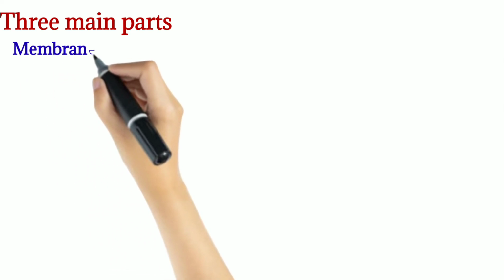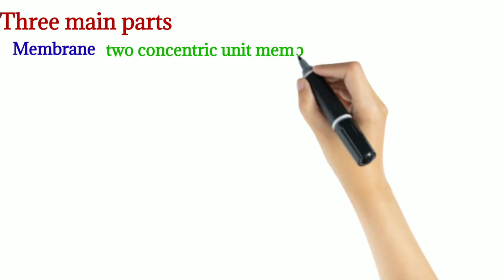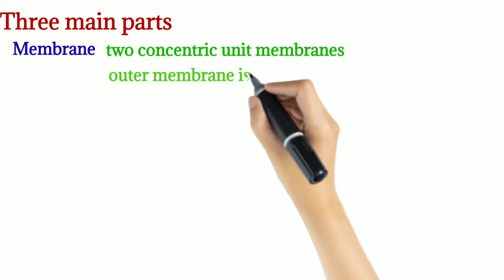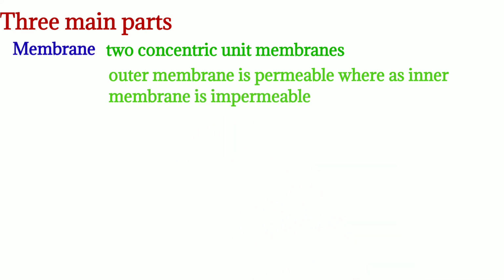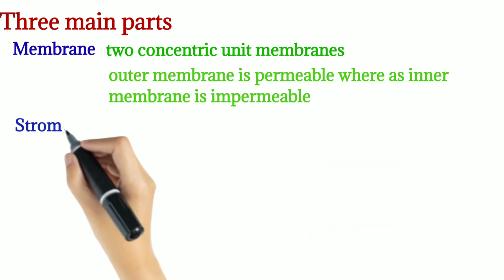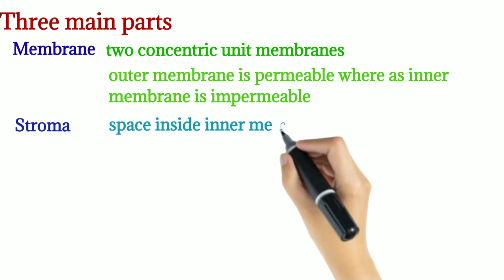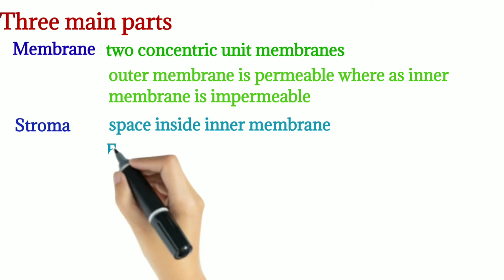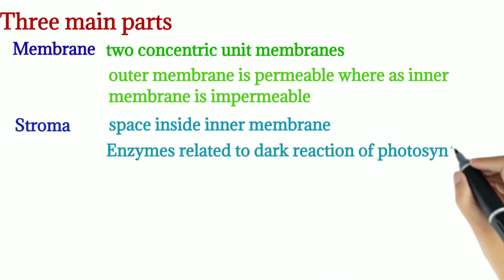The first part is membranes. Chloroplasts have two concentric unit membranes. The outer membrane is permeable whereas the inner membrane is impermeable. The second part is stroma. The space inside the inner membrane is called stroma. Stroma contains enzymes related to the dark reaction of photosynthesis.